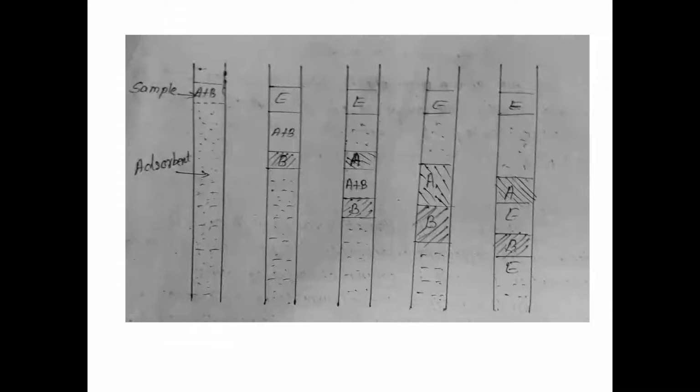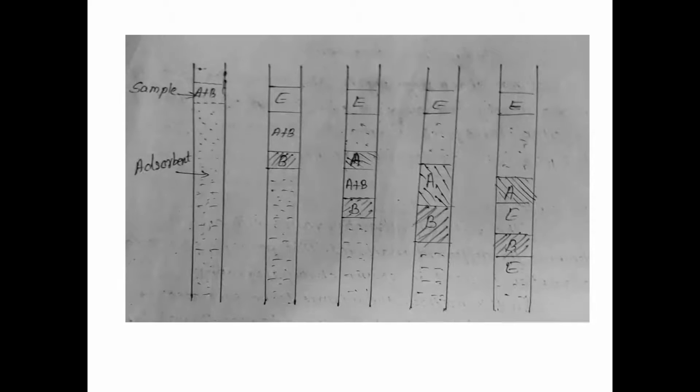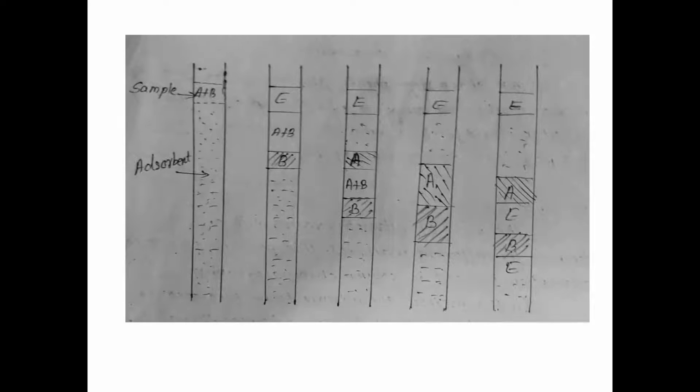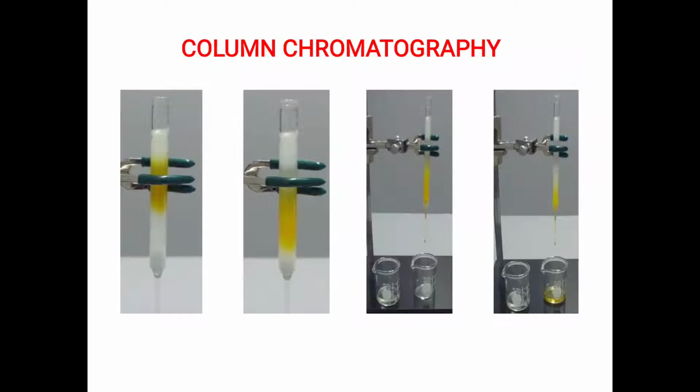So we get two layers like this, A and B, and there is formation of bands. After continuous elution, continuous passing of the mobile phase, there is formation of two separate bands, and these are called the zones, the A zone and the B zone. This is the pictorial form of the chromatographic technique.